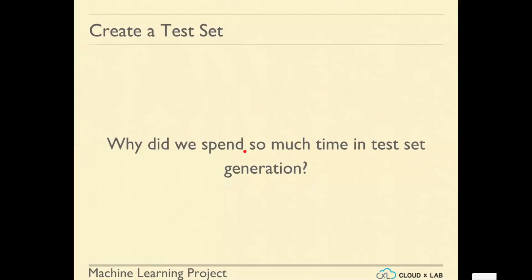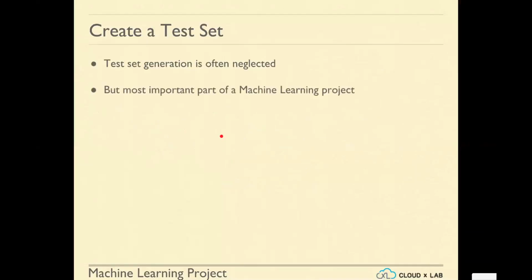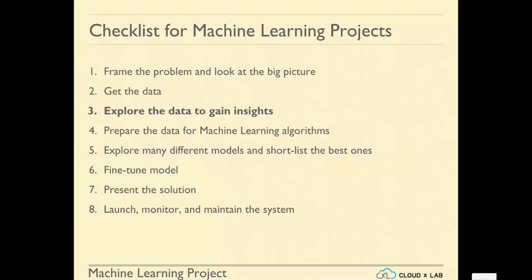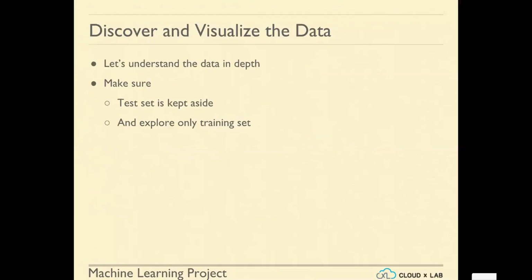So why did we spend so much time in test generation? Test generation is often neglected, but it is the most important part of machine learning. Now let's move on to the third step. The second step was really big. Getting the data was actually the big one because we learned many new aspects. We learned statistical inference, we learned analytics, and so on. Now moving on, let's explore the data to gain insights.